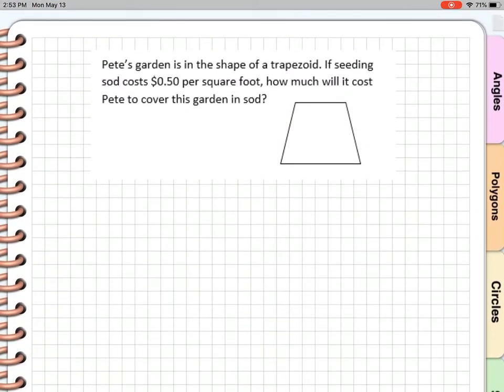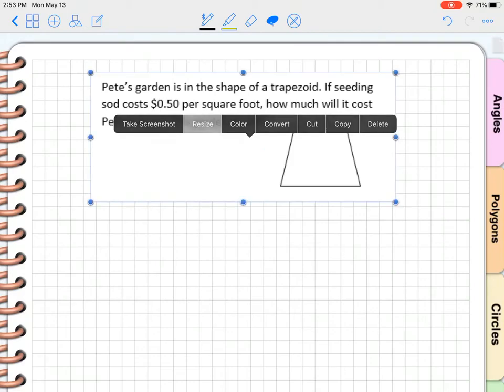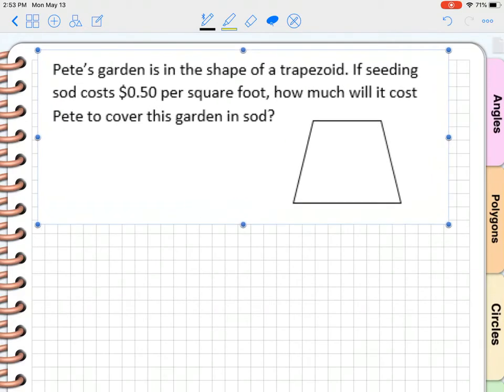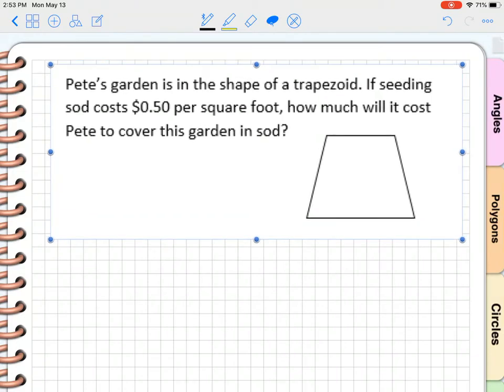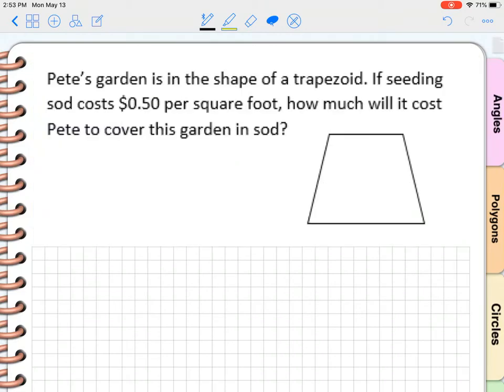Pete's garden is in the shape of a trapezoid. If seeding sod costs 50 cents per square foot, how much will it cost Pete to cover this garden in sod? And obviously, I left out something very important. I left out the dimensions of this trapezoid. So I'm going to fill those in now, and you'll need to fill these in your book also. I don't know why I did not put them in. Just one of those things.